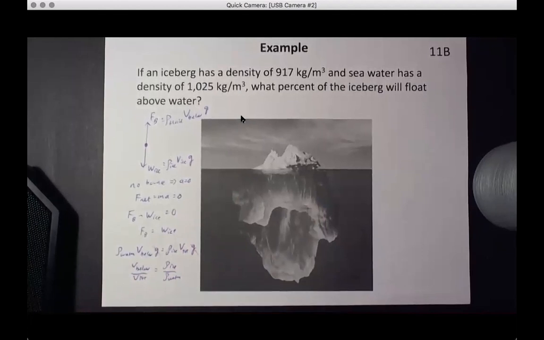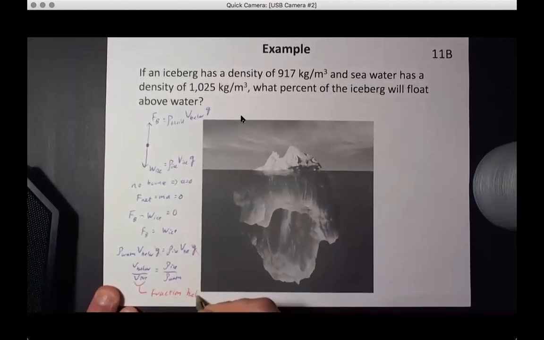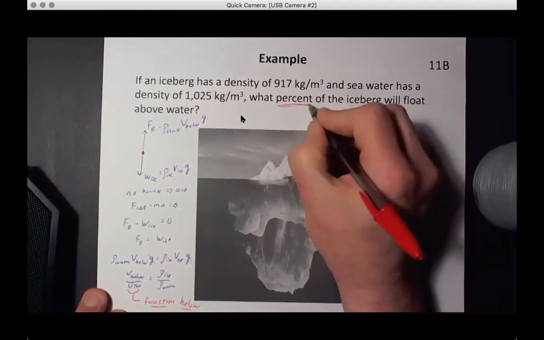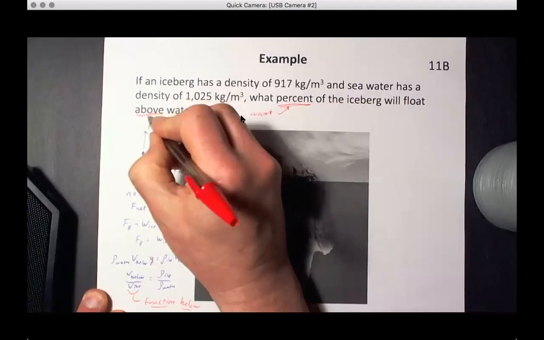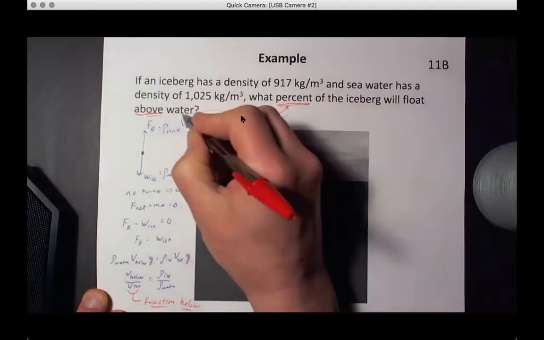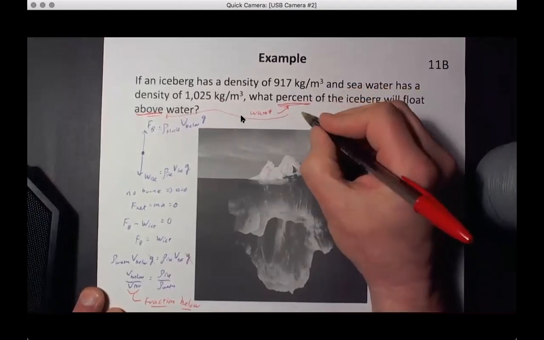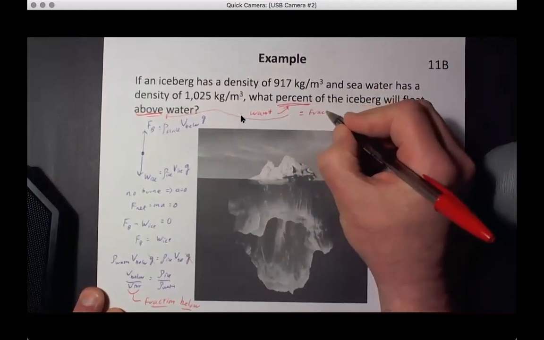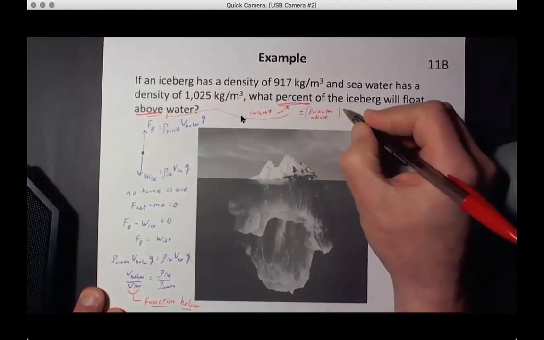So this particular thing right here is the fraction below. Now, what we want is percent above. Okay, that's not what we have. So let's work this out. What we want is equal to the fraction above times 100%.